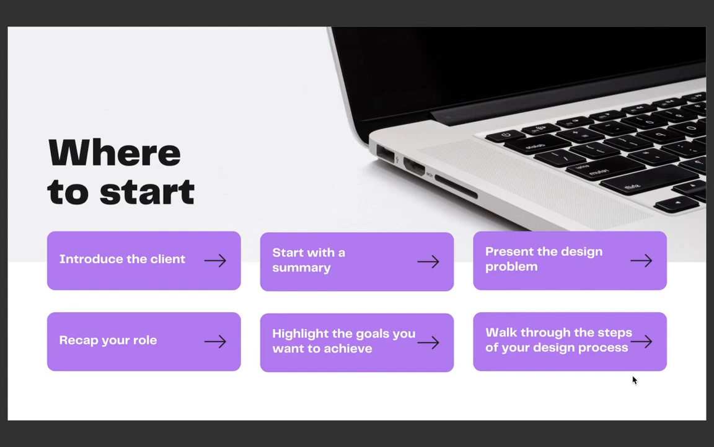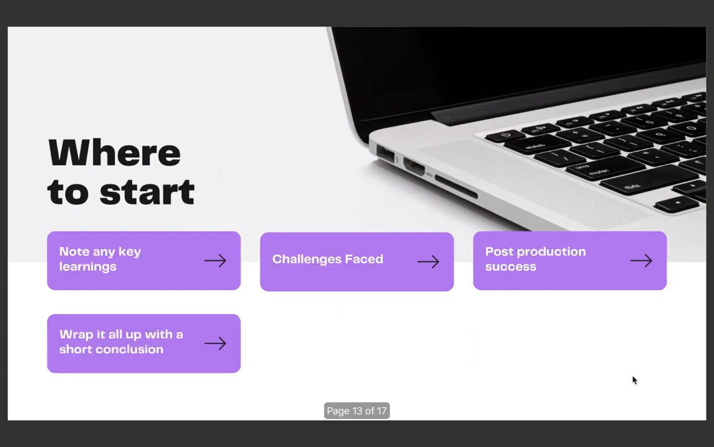All right, then I like the goals you want to achieve at the end of the project. Okay, walk us through the steps of your design process, like all the steps you took. Note any key learnings, or did you learn anything along the way? Also highlight the challenges you faced and how you solved them.